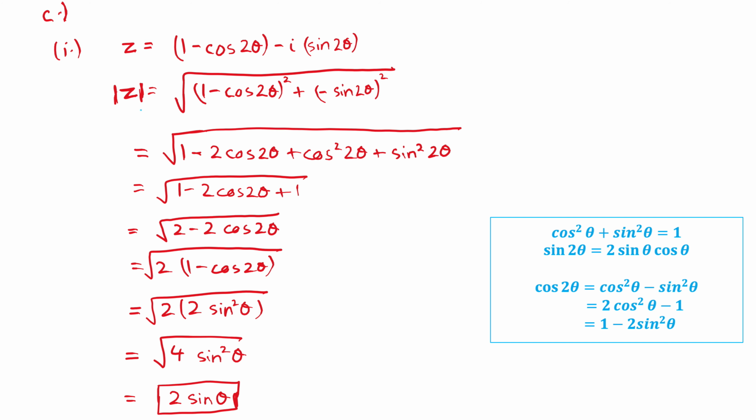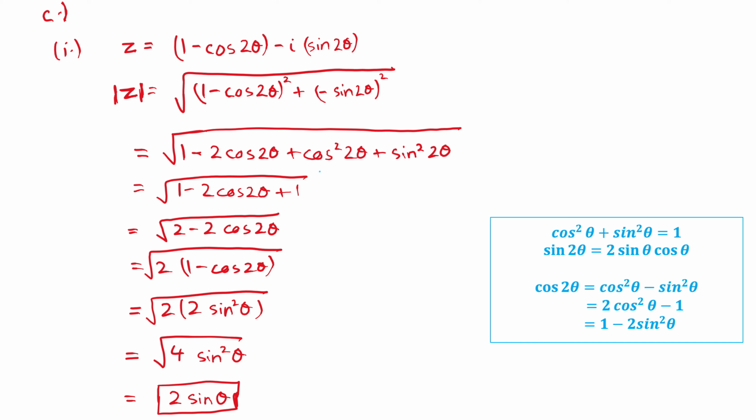Now to find the modulus of z, this will be the square root of (1 minus cos 2 theta) whole squared, the real part squared, plus (negative sin 2 theta) squared, the imaginary part squared. That is how we find the modulus of a complex number which is in rectangular form or Cartesian form. So from here we need to expand this bracket. So this will give us, under the square root, 1 minus 2 cos 2 theta plus cos squared 2 theta, and this will give us plus sin squared 2 theta.